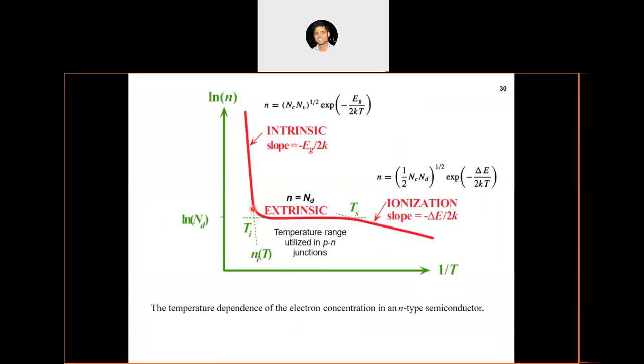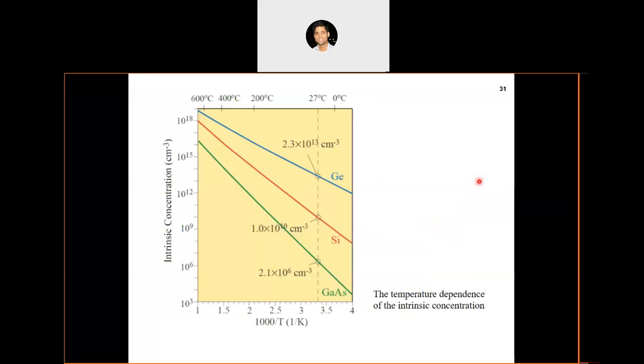At high temperatures, because this is 1 by T, this is the intrinsic regime where the slope is minus Eg by 2k, because these intrinsic electrons have to get excited through an energy range of the band gap. In the medium range, the carrier concentration is constant, and then in the final ionization regime, it depends exponentially on temperature. Although there is a temperature dependence here also, the exponential dependence dominates because it is the more influential function. Right? So this is what we discussed.